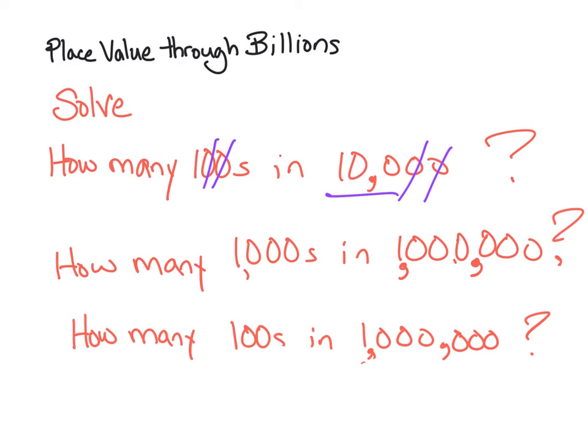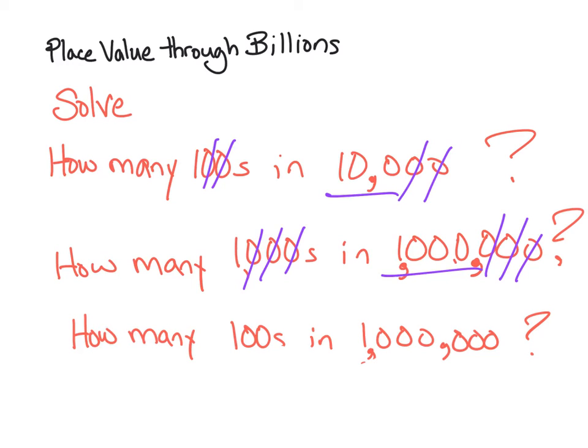So now when we look at it, how many 100s are in 10,000? There were 100. How many thousands are in a million? Well, again, if we eliminate the same number of zeros from each side, the answer will jump out at you, 1,000. There are 1,000 thousands in a million.